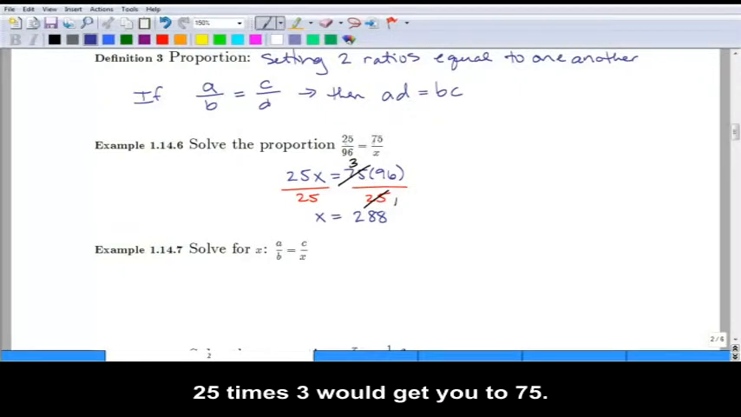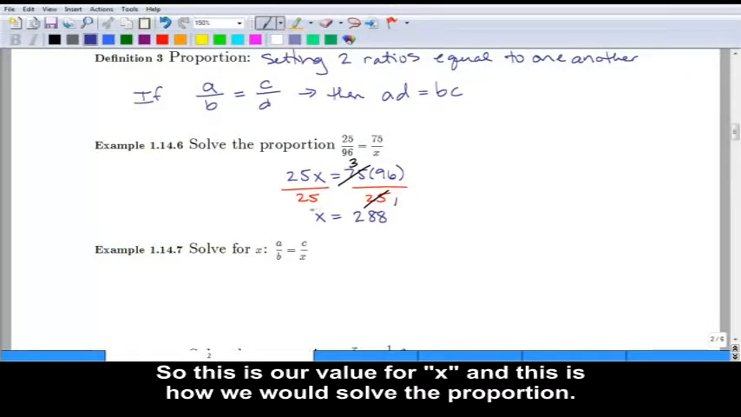And this makes sense. 25 times 3 would get you 75. 96 times 3 would get you to 288. So this is our value for x, and this is how we would solve the proportion.